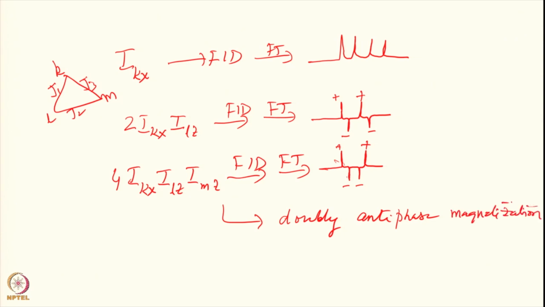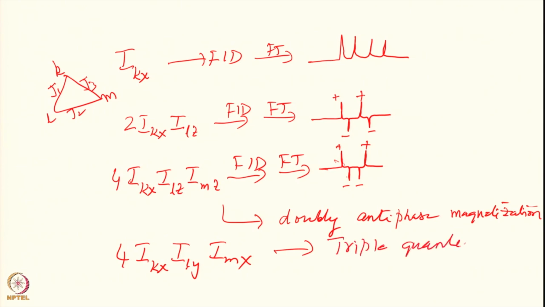Okay. Alright, then let me also write one more term to complete the story here, IKX ILY IMX, or any combinations of those. If I write like this, these are called triple quantum coherences. Once again, this will not be directly observable. These will have to be converted into single quantum coherences before you can actually observe, and then we will generate the various kinds of spectral features as I indicated.